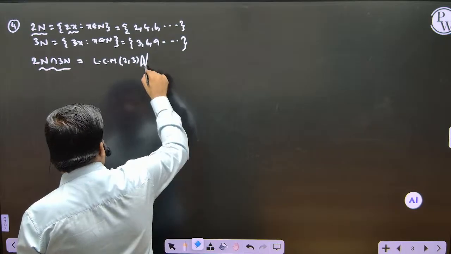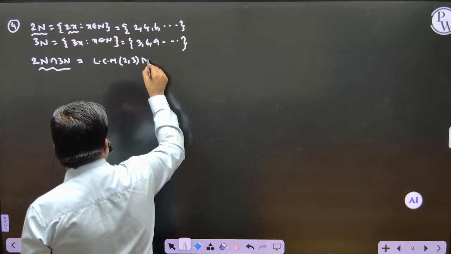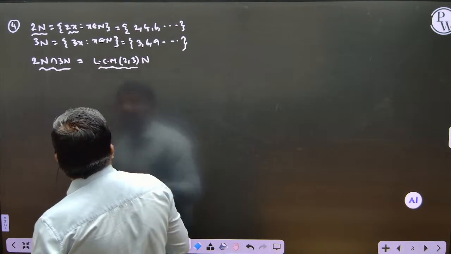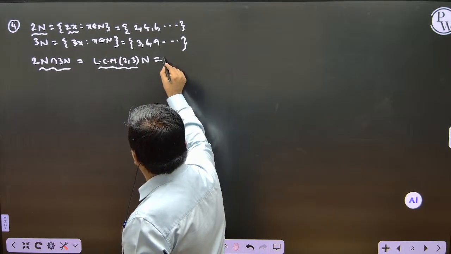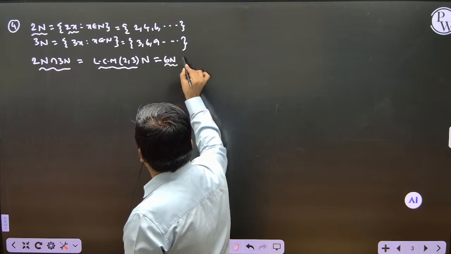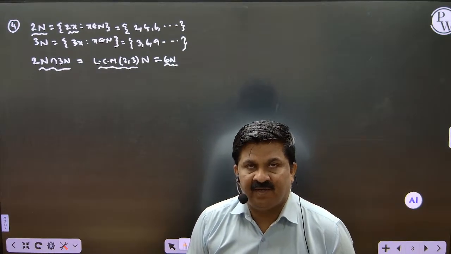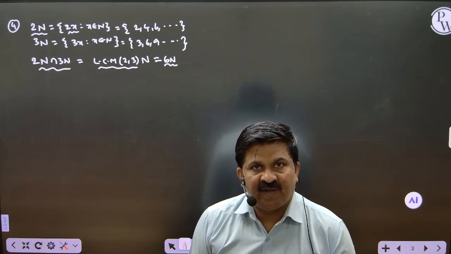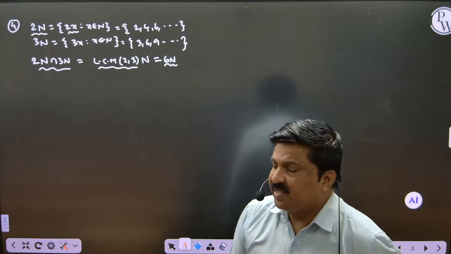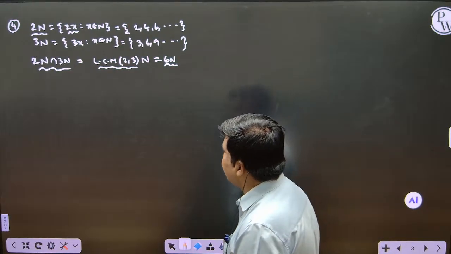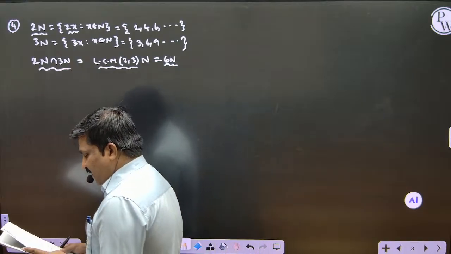Now, LCM of 2 comma 3, n, we can write it. LCM of 2 comma 3 gives 6. So the answer is 6n. Whenever he asks for the commonality of those, you just find the LCM of those numbers times n. So LCM of 2 comma 3 is 6, so I have written 6n. That's all.